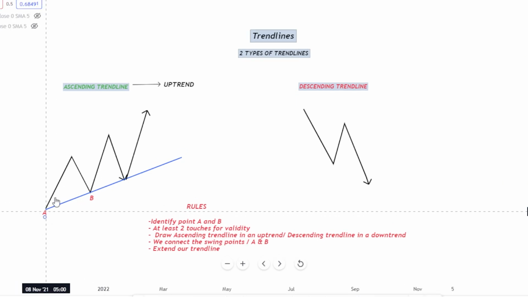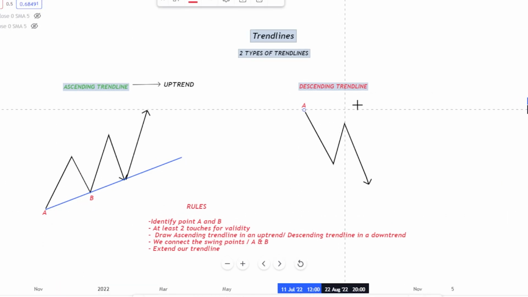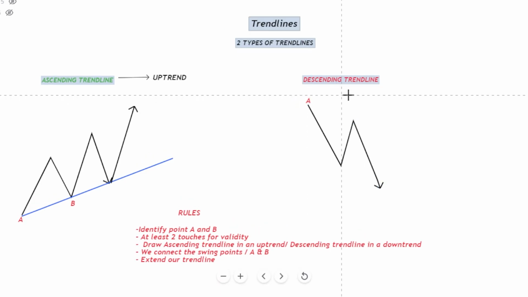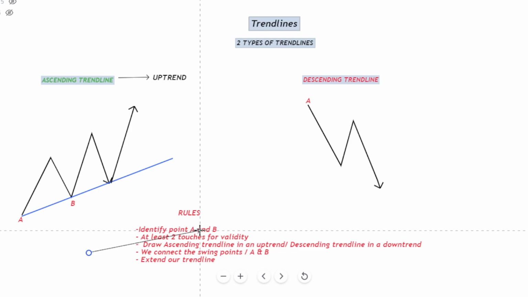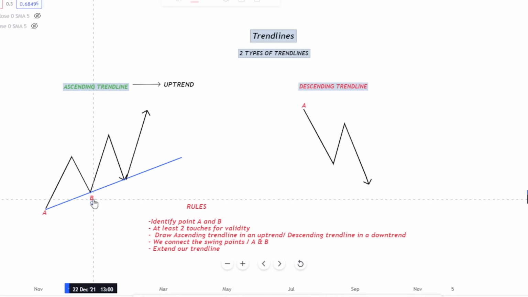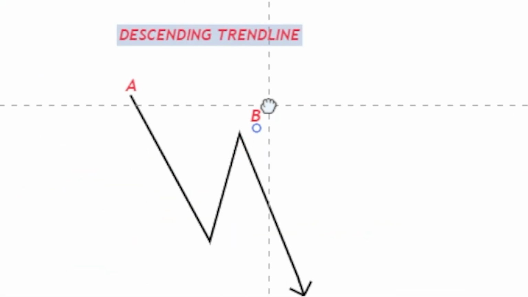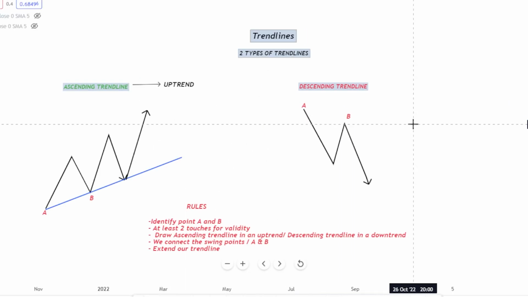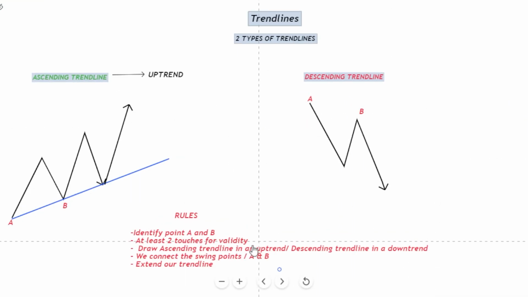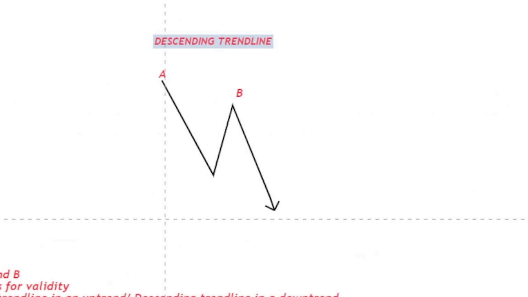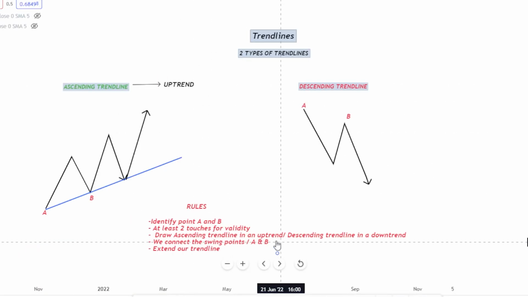Let's borrow this. Efficiency, we call this efficiency. So we identify our point A and B according to our rules. Identify point A and B. So taking here, and this is our next lower high. And then once we have that, we have our two touches, 1, 2. And then once we have our two, we draw the descending trend line in a downtrend.